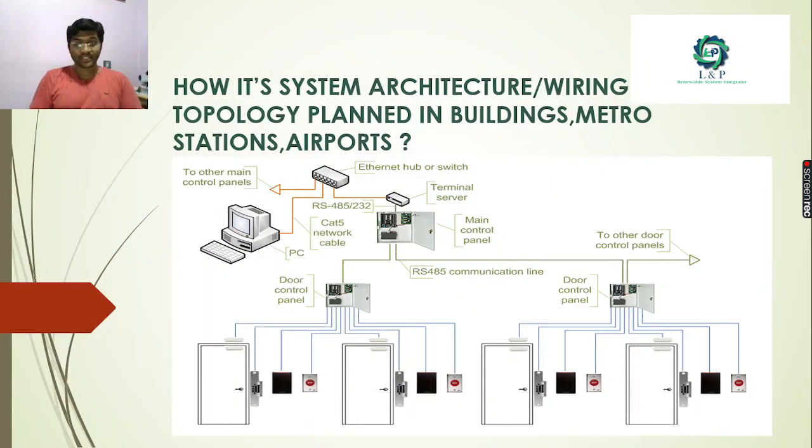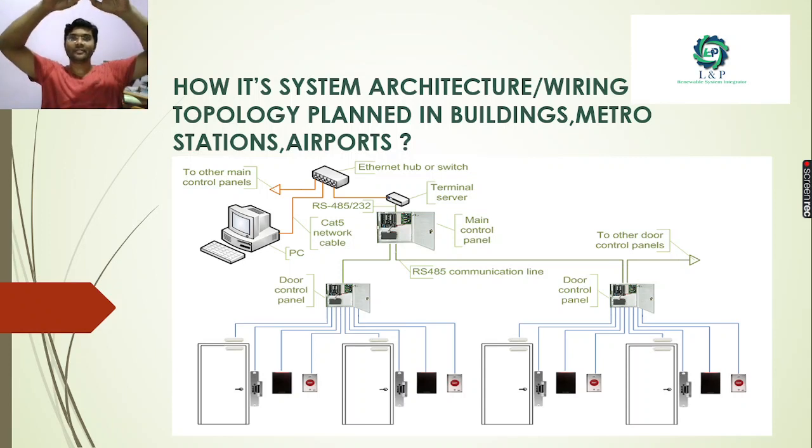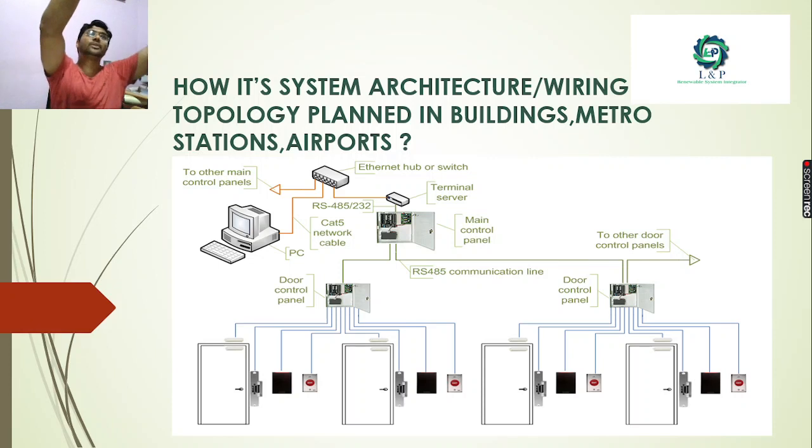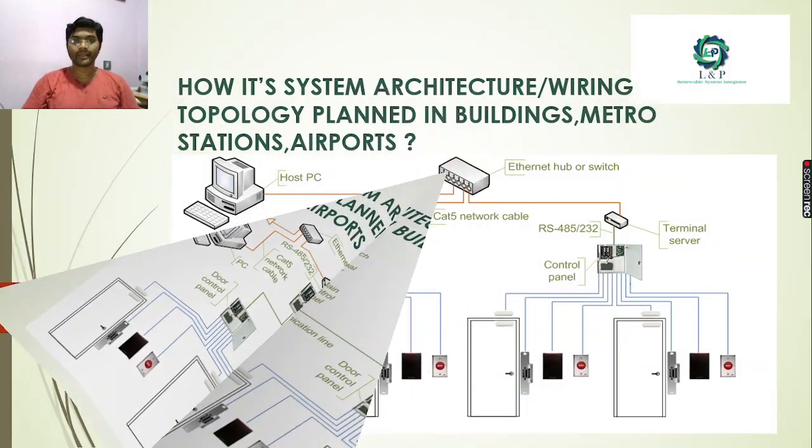And in certain places, instead of going for the main control panel, each and every door has a door control panel. Say for example, if you have 3 to 4 doors, and if the controller has more IOs, then we can go for individual door panels. From there we can wire it to the main control panel. From the main control panel we can connect to the Ethernet hub. From there we can communicate to the PCs. Like this we can design.